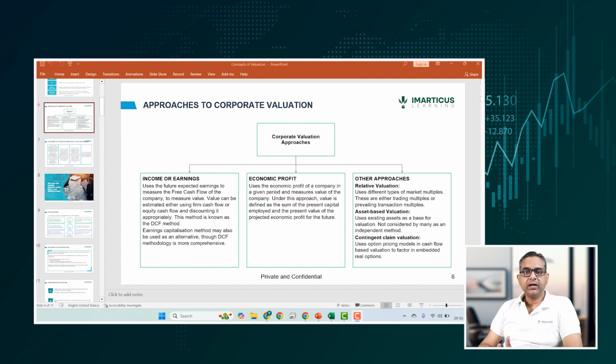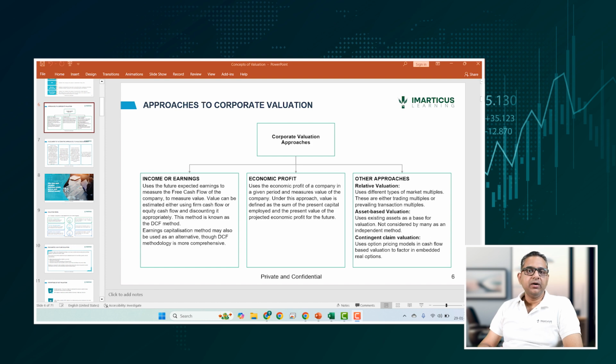Broadly, we have the income or earnings approach, economic profit, and other approaches. In the income or earnings approach, we use the future expected earnings to measure the free cash flow of the company to measure value. Value can be estimated either using firm cash flow or equity cash flow and discounting it appropriately. This method is known as the DCF method.